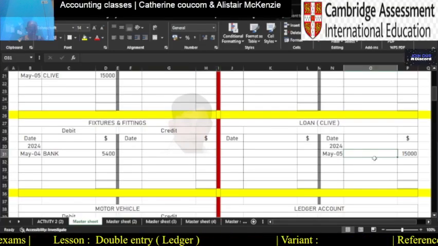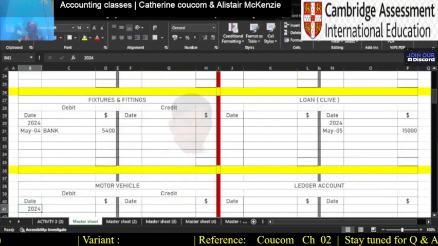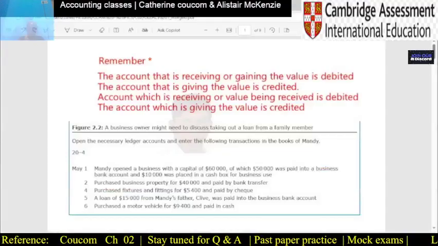So here we have to write the bank account. So we have to complete the entry. Next, what is the next transaction?